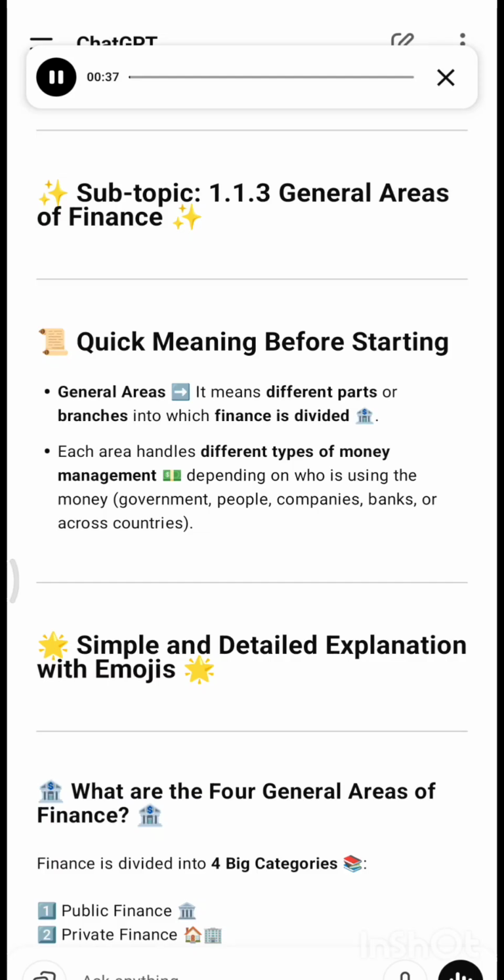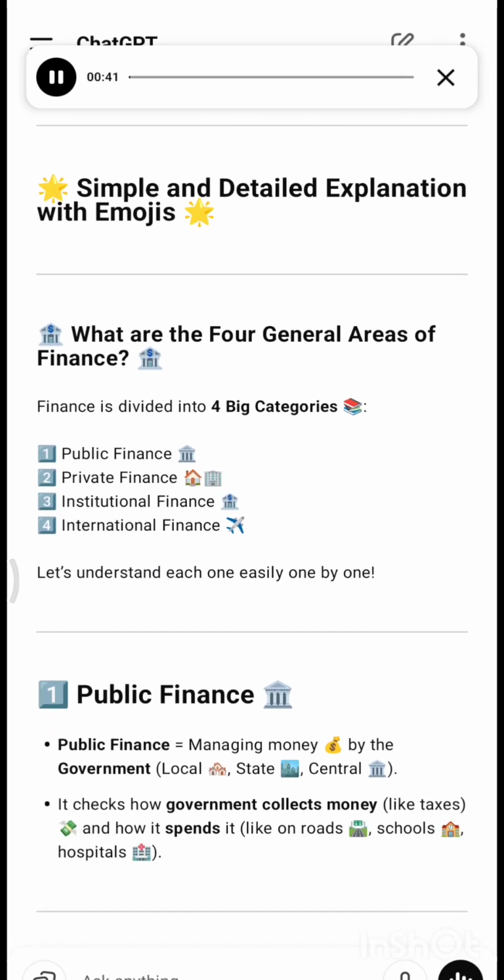Simple and detailed explanation. What are the 4 general areas of finance? Finance is divided into 4 big categories. 1. Public finance. 2. Private finance. 3. Institutional finance. 4. International finance. Let's understand each one easily, one by one.